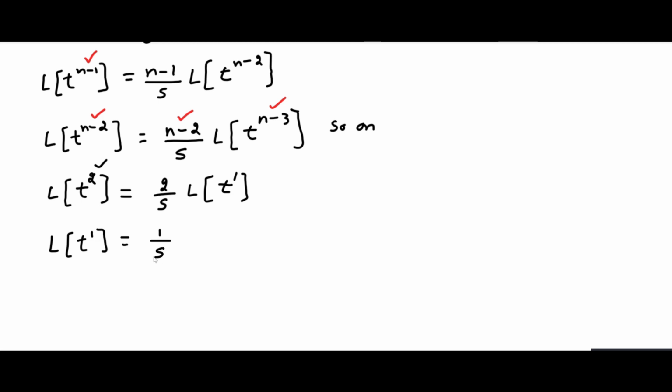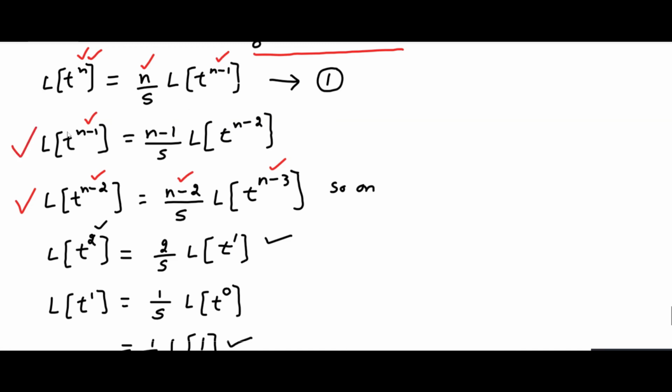If 1 is there, we'll be getting 1 by s times the Laplace transform of t power, so the power has to be reduced by 1. So 1 minus 1 will be how much? 1 minus 1 will be 0. Therefore, you'll have 1 by s times the Laplace transform of t power of 0. Anything to the power of 0 will be 1, so t power of 0 will be 1.